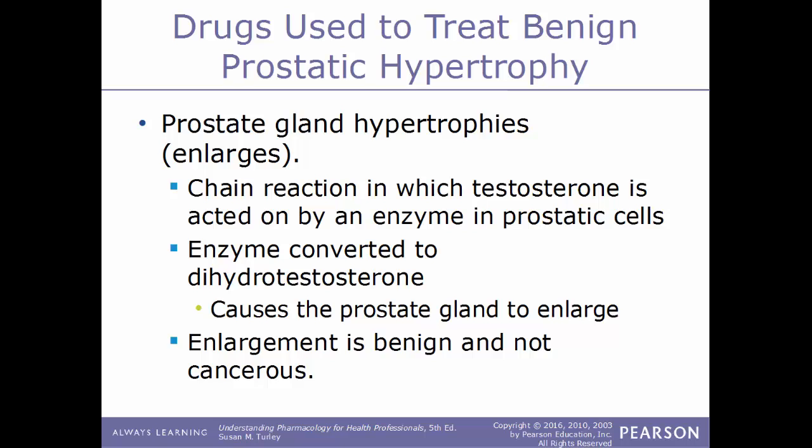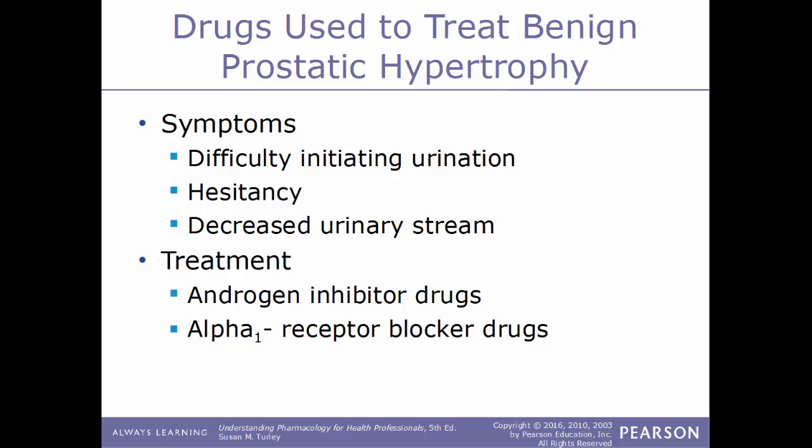This is caused by a chain reaction in which testosterone is acted on by an enzyme in the cells of the prostate, and it gets converted to dihydrotestosterone. This causes the prostate gland to enlarge. This enlargement is benign and not cancerous. Some common symptoms of BPH: having difficulty in initiating the urination stream, having hesitancy while urinating, and having a decreased urinary stream. Some treatments for BPH will include androgen inhibitor drugs and also alpha-1 receptor blocker drugs.